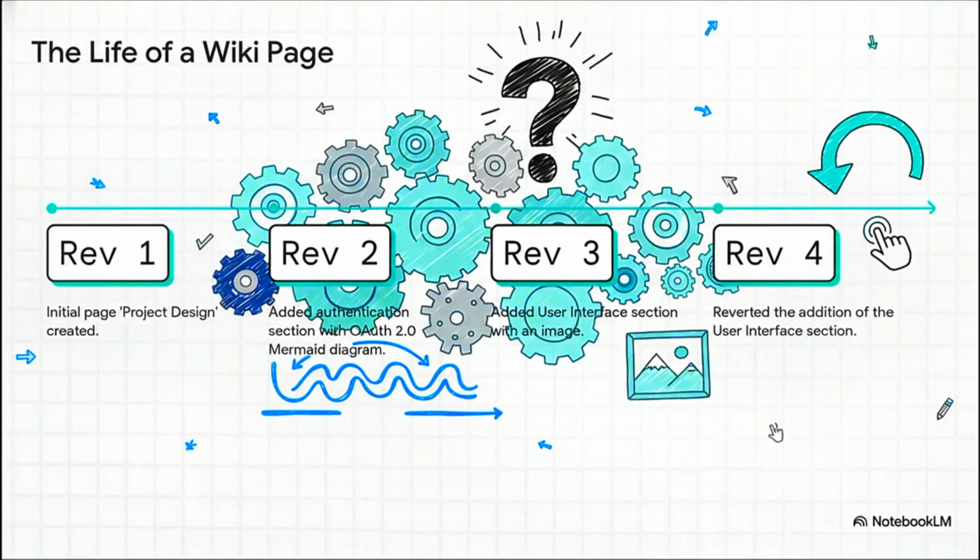And what about when you make a mistake? Hey, it happens. The wiki has totally got your back. Every single time you save, that's a new revision. This timeline here shows the life of a single page, from when it was first created, to adding that Mermaid diagram, to adding an image. But check out that last step. If you make a change you don't like, you can just view the full history, compare any two versions, and roll back to a previous one with a single click.